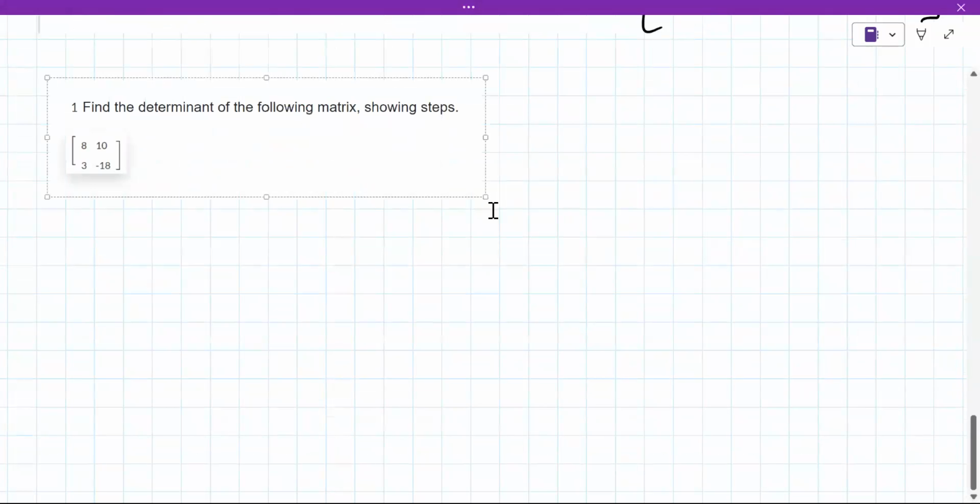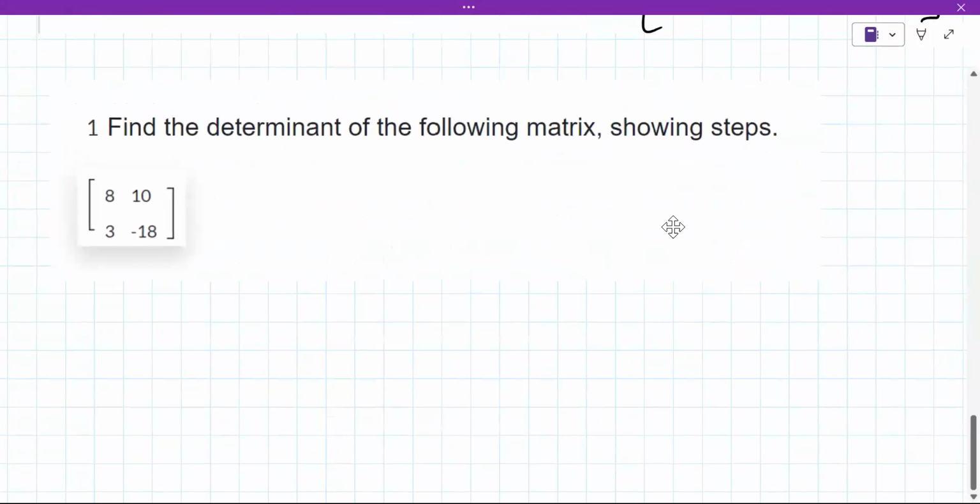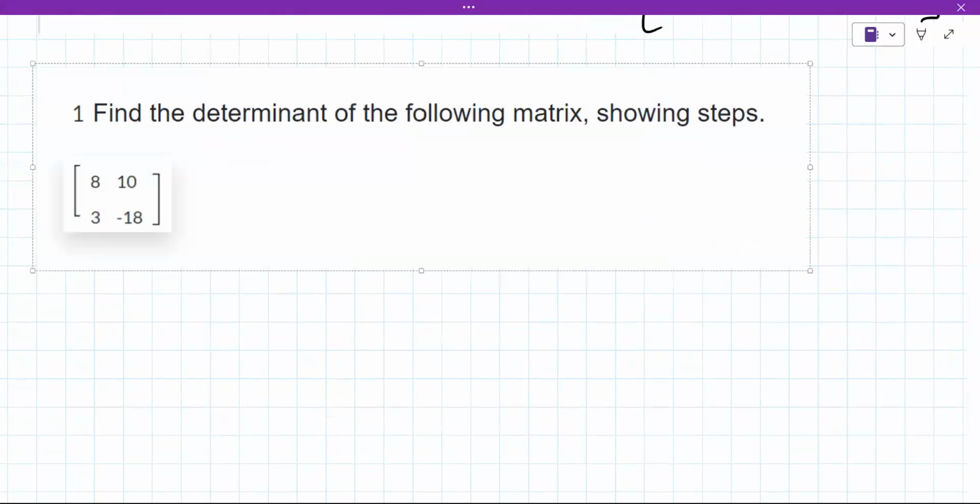So it says to find the determinant of the following matrix. Now, the nice thing is that there is a formula for this, but the instructor is not doing that. Okay, I guess they are doing it.